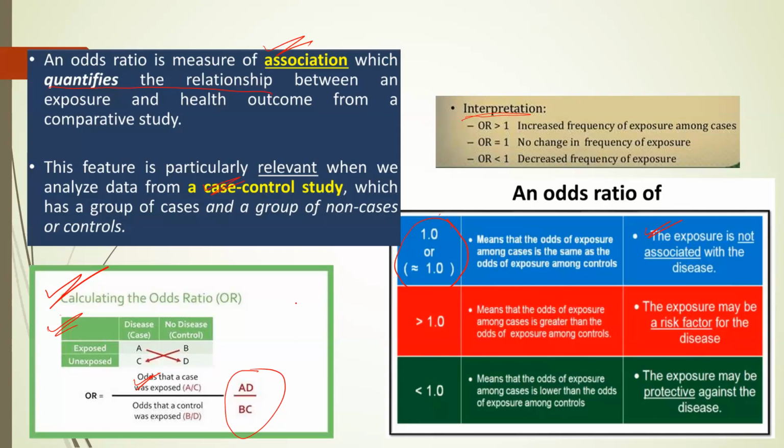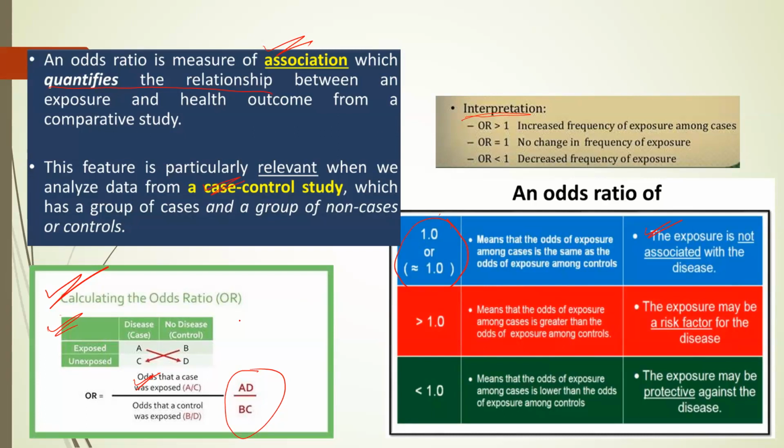And like you all know, the case group is basically where you're exposing the subjects to a particular risk factor, and the control group is where you're not exposing them to the risk factor. That is the placebo group, in other words. Is it clear now?